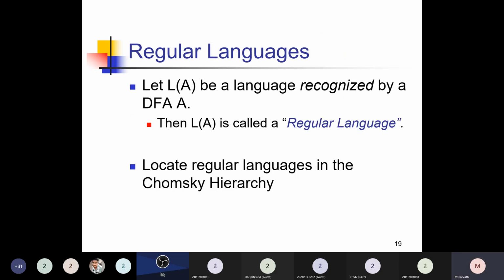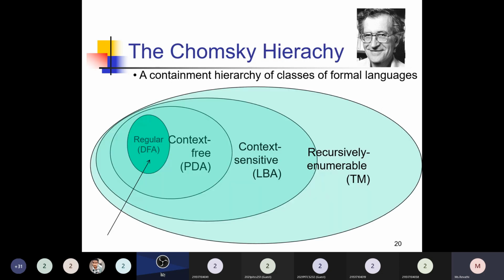And what is a regular language? A regular language is nothing but the language of our finite automata. Let L(A) be a language recognized by a DFA. Then L(A) is known as a regular language. A regular language is a language which is recognized by a finite automata. We can locate the regular language in the Chomsky hierarchy. In that, we have regular languages, and under that we have a mathematical model, finite automata. This is the Chomsky hierarchy. See here, the innermost oval is the regular language, and its equivalent mathematical model is the DFA.